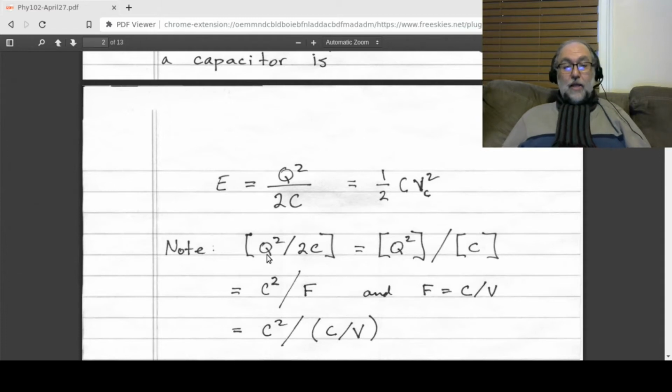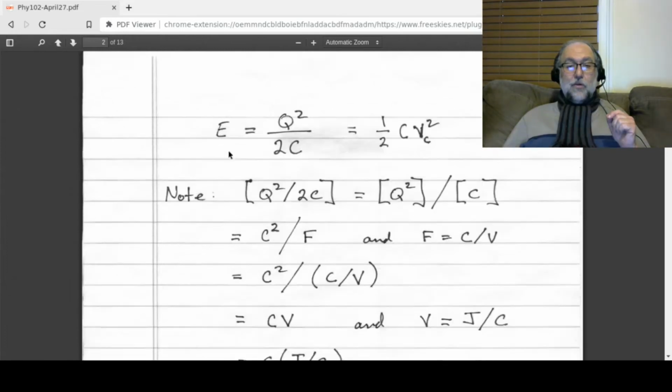If you take the units of Q squared divided by 2C, that's just the units of Q squared divided by the units of C. 2, of course, doesn't have any units. The units of charge is the Coulomb, so Q squared will give you a Coulomb squared, and the units of capacitance are farads. Remember that a farad is a measure of capacitance, and capacitance is how much charge you get per volt. So it's a Coulomb per volt, and you can replace that farad on the bottom by a Coulomb divided by a volt.